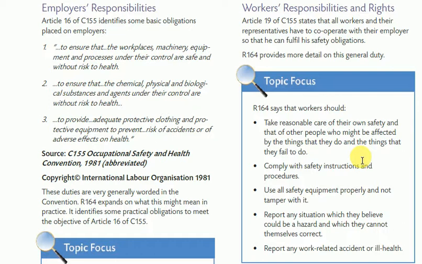Now, these are the workers' responsibilities according to the ILO and the convention, Article 16. You can see them here, and then also by the recommendation, this is the employee's responsibility. He's to take care of his own safety and other people's safety. Like I've been saying, he should take care for the things they do and the things they fail to do. He should comply with health and safety instructions and procedures.